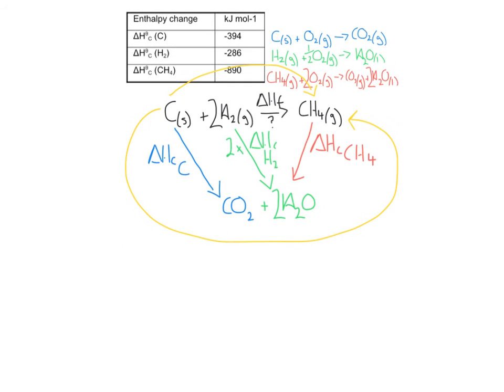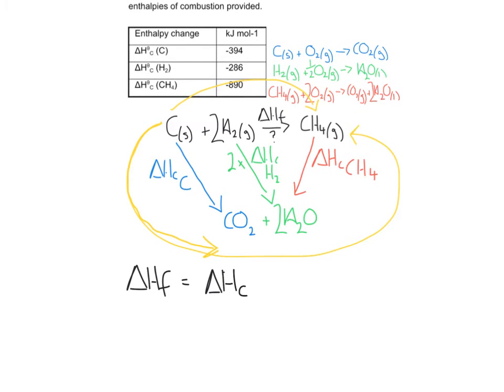Now Hess's law states that the enthalpy change will be the same regardless of the route that we take. So we're going to take the indirect route. So the delta HF that we're trying to find for methane will be equal to, now it's very important that we follow the yellow arrow and we see whether it's going in the same direction as the other arrows. So up until here, it's going in the same direction as the blue and the green arrow. So the delta HF will be equal to the delta HC for carbon plus 2 times the delta HC for hydrogen.